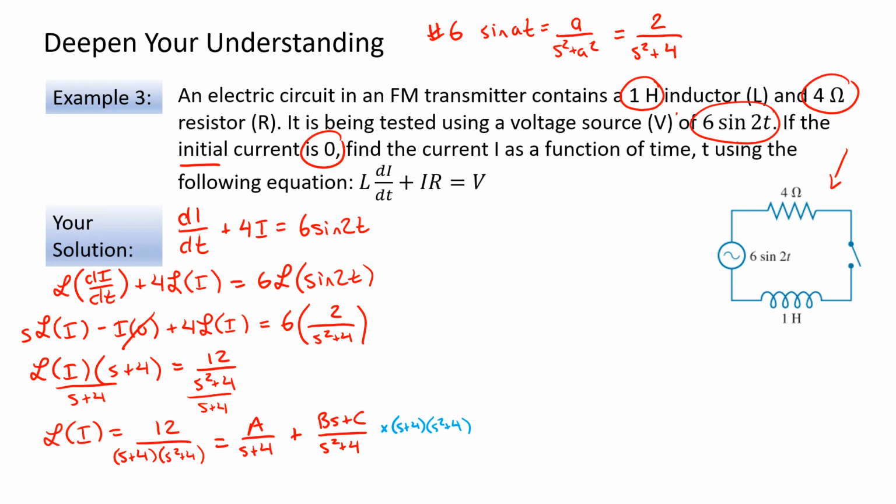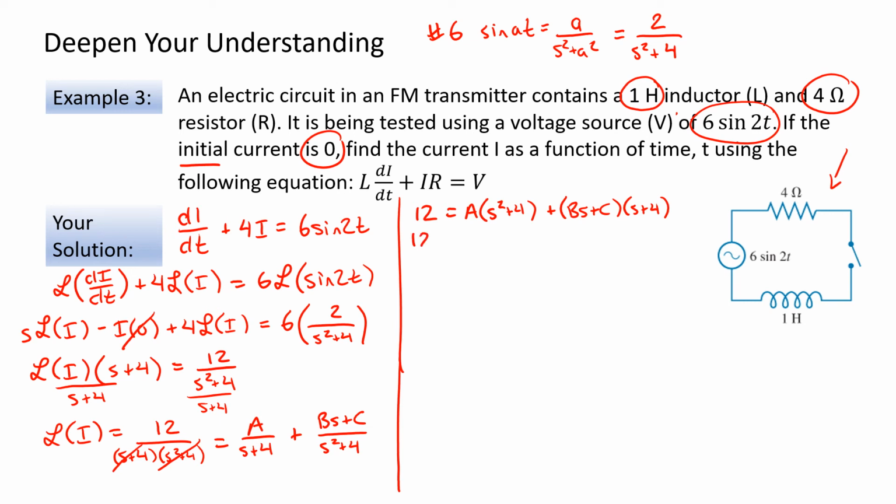If we do that, I'll move my solution up here. On the right-hand side, we have just the number 12 because they cancel. On the left-hand side, we have a times our first one. We have the s plus 4 cancel, but the s squared plus 4 does not, plus bs plus c times the s squared plus 4 cancels here, but the s plus 4 does not. Okay, so I'll erase those just to give us a little bit more space here.